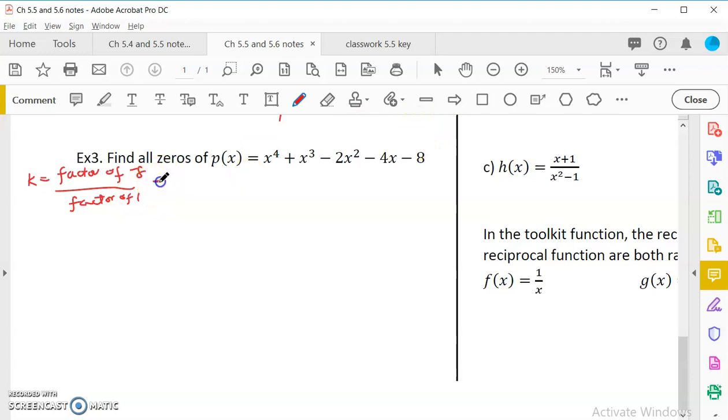So what are all the factors of 8? Plus and minus 1. You always list plus and minus 1. Plus and minus 2, plus and minus 4, plus and minus 8. And then the bottom is always just plus and minus 1. So ultimately, the possible ones are plus and minus 1, plus and minus 2, plus and minus 4, plus and minus 8. So what should I check?